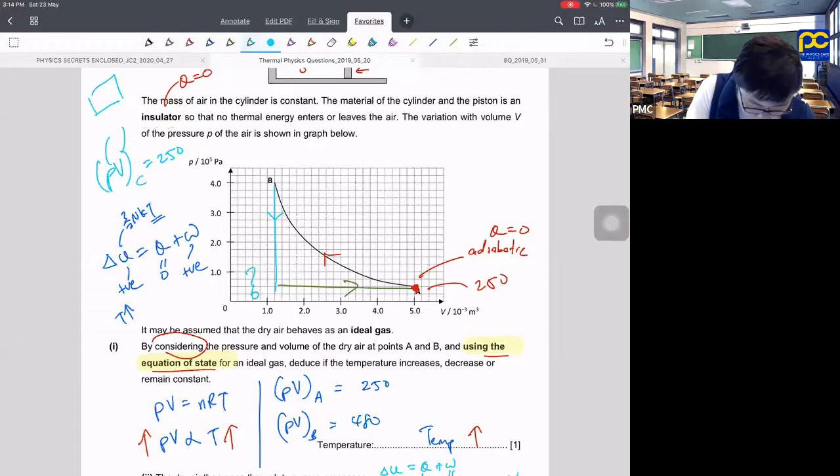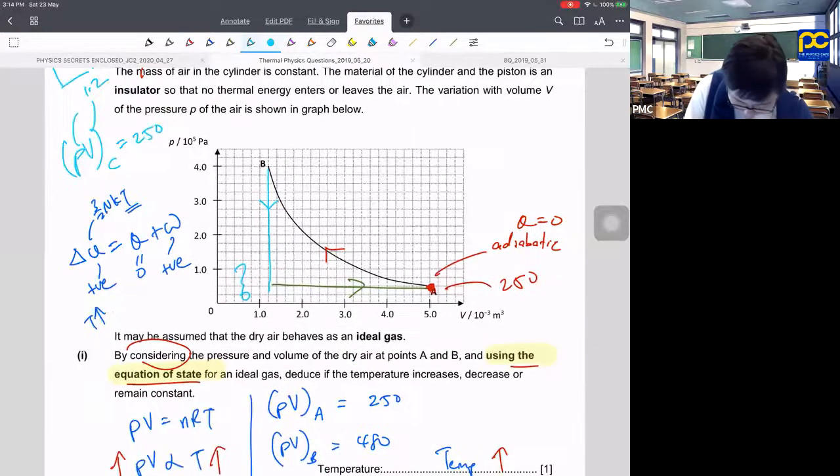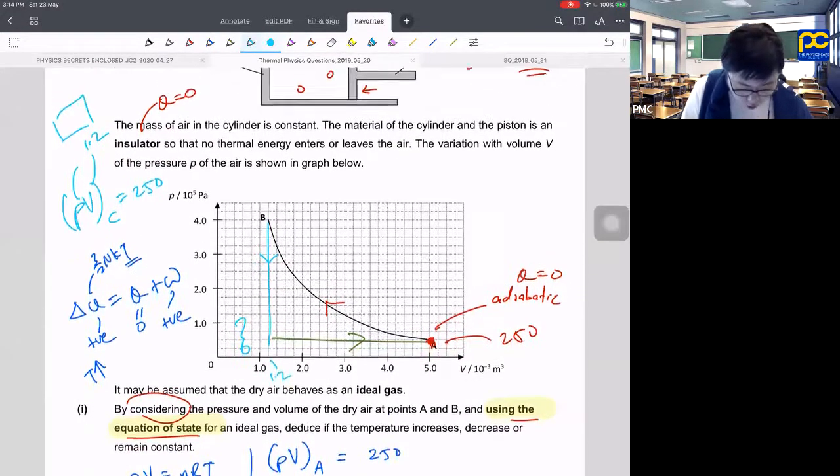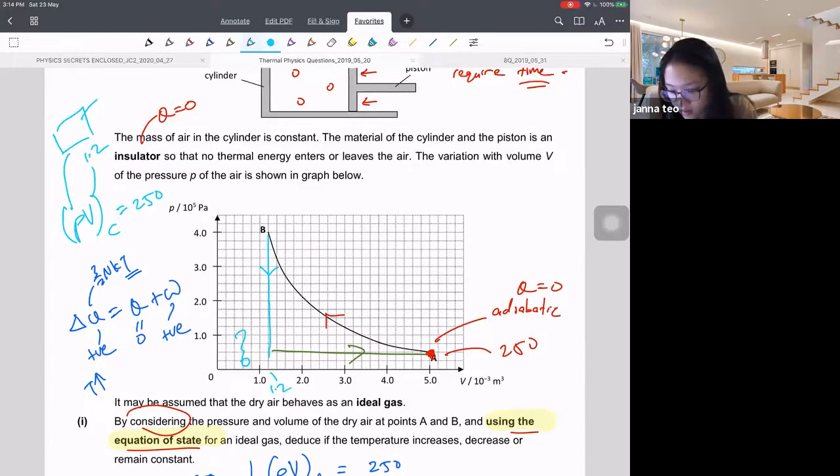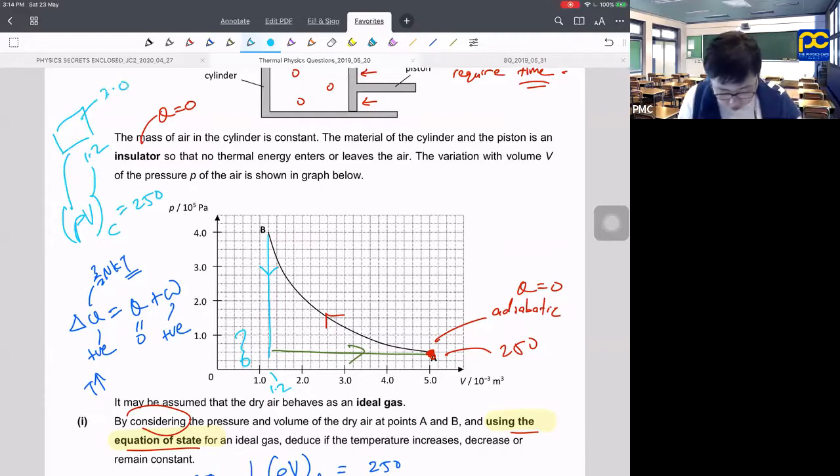Since I know the volume is 1.2 from the graph, I need to know the pressure. I understand the PV must be 250. 2.08, so about 2.0, okay? So I must hit right here, this point. Agree or disagree?